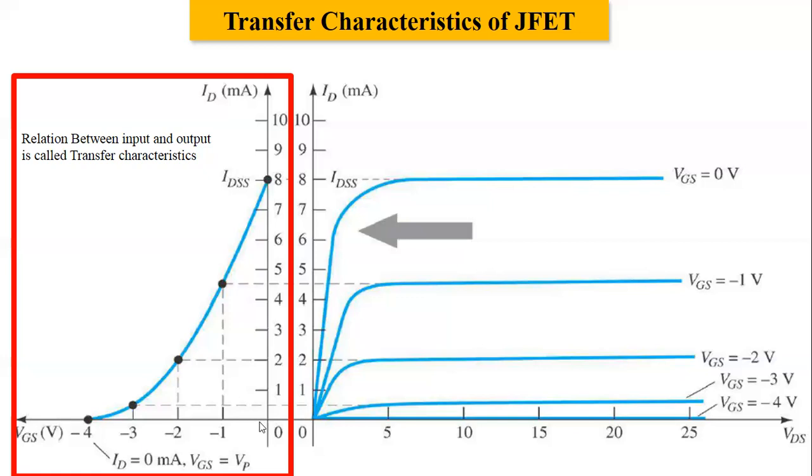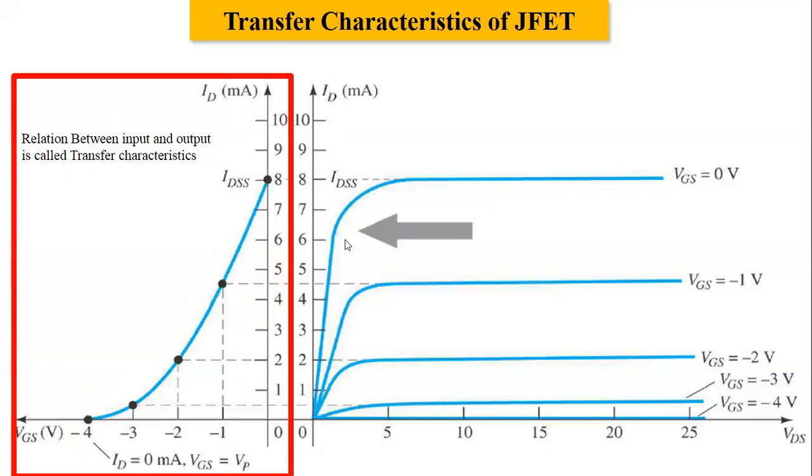But as soon as gate to source voltage is made more and more negative, the value of ID is decreasing, and it will become zero when gate to source voltage is equal to pinch off voltage. So no current will flow. This indicates the transistor is cut off, operating in the cutoff region, and this is the linear region. And when VGS is equal to 0, ID value is maximum, that is equal to IDSS. So this is the saturation region. So this is what the transfer characteristic is.